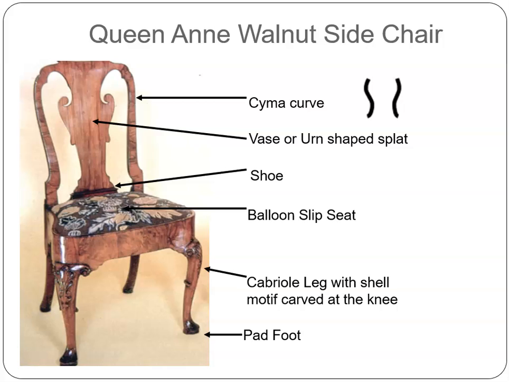The design of the leg is a cabriole style leg, which we saw in the Rococo style. This design has a shell motif carved on the knee part of the leg. And remember, the knee part is this leg, the part of the leg that protrudes out a little bit further. And then the typical design of the foot part of the leg would be a pad style foot.